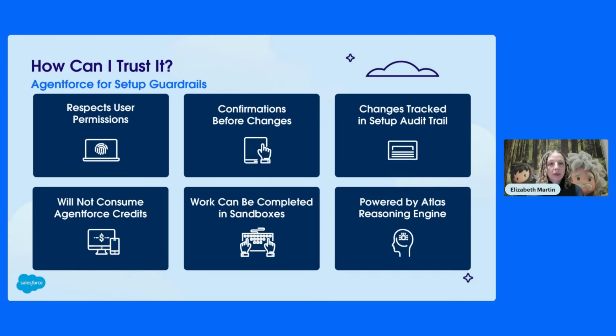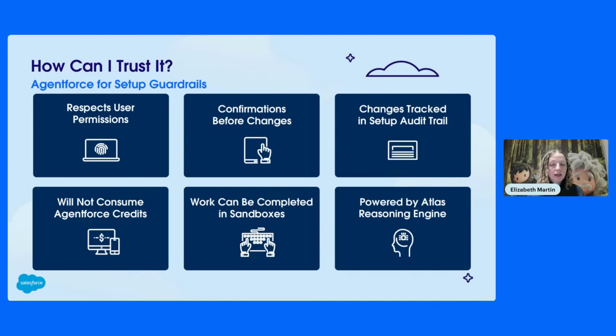All the changes that are made agentically will be tracked in the setup audit trail, and it will be called out that they were made by the agent. It will not consume Agentforce credits. So this is a big question that comes up from a lot of customers. This isn't going to burn down your resources there. Just like any other configuration work, you typically want to be doing things, especially bigger changes, in a sandbox. These changes with the agent can be done in a sandbox as well.